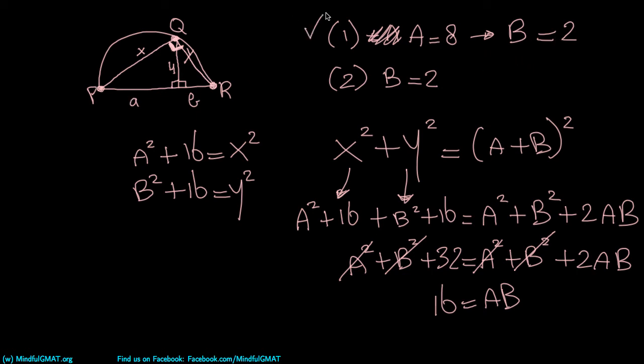So first piece of information is sufficient. By the same reasoning, the second piece of information is sufficient, because if you know that b is 2 and you know that ab is 16, then a must be 8, and the diameter is 10 if you add 2 and 8. So both pieces of information separately are sufficient to answer the question asked, so that's answer D.